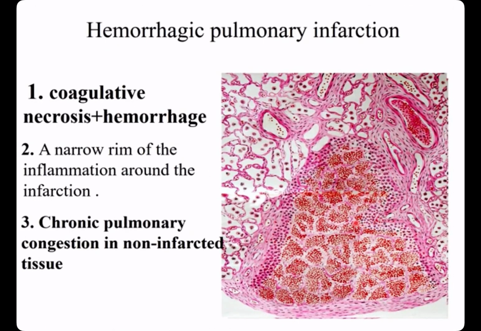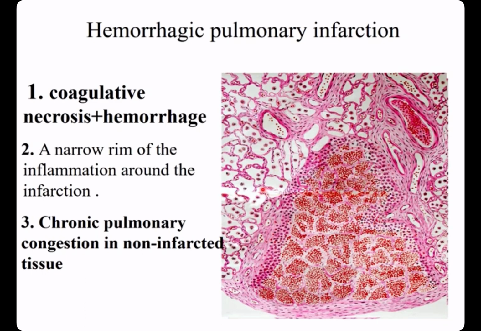The infarct area contains coagulative necrosis and hemorrhage. All nuclei disappeared within the infarction, but an outline of the tissue architecture is still recognizable. That is, we can still recognize where the alveoli are, where the septum is. We call this coagulative necrosis. Alveoli are filled with red blood cells. We call this hemorrhage. The wedge-shaped infarction has features mixed with coagulative necrosis and hemorrhage.